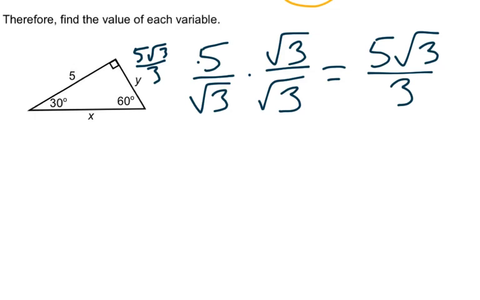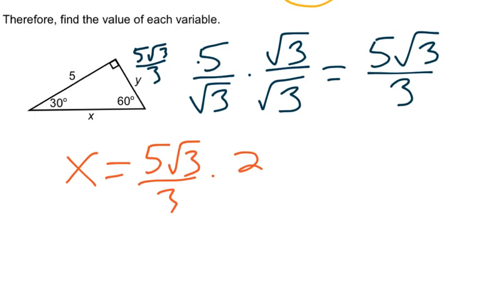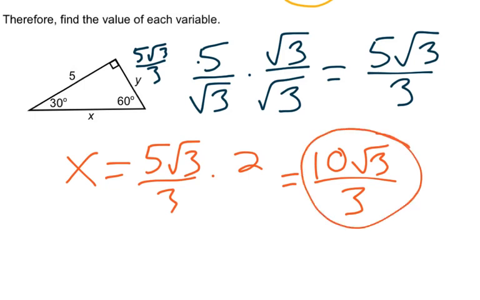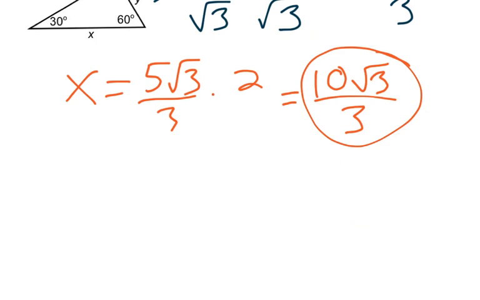Okay? But we still have to find the hypotenuse. But again, the hypotenuse, well, let's call it x. In this problem, the hypotenuse is equal to the shorter leg times 2. Okay, whatever the shorter leg is times 2. Well, what's 2 times 5? 10. And we still have the root 3 on top, and we still have that 3 on bottom. So that is what x would equal. That's what the hypotenuse would equal on this problem. Okay? So that's how we work these problems.